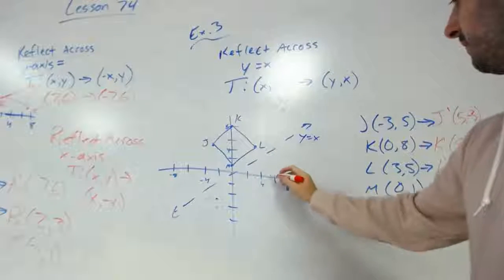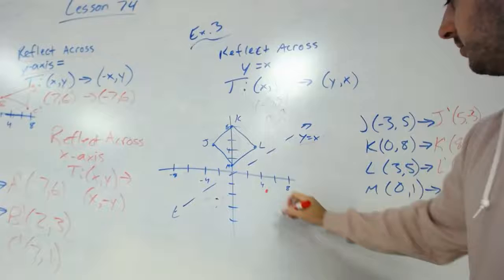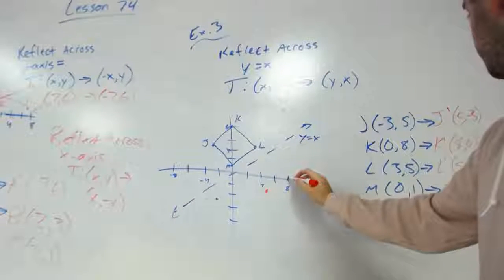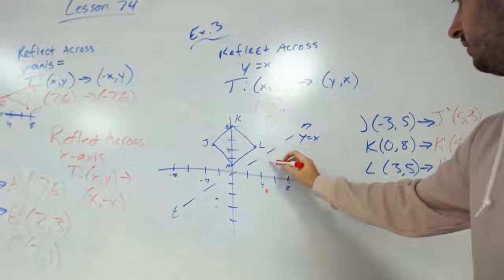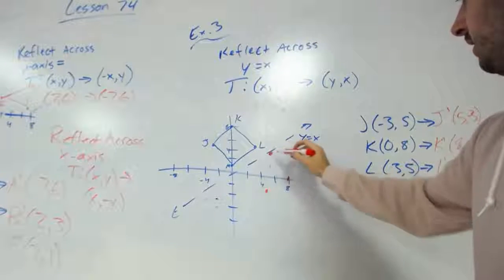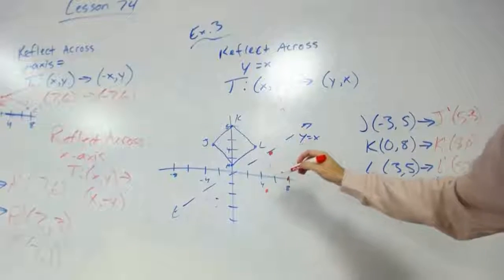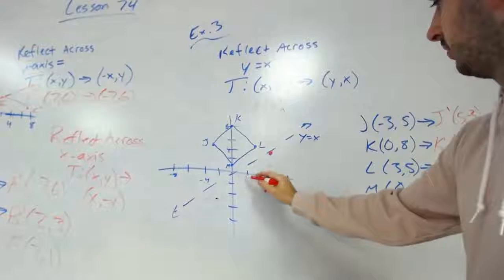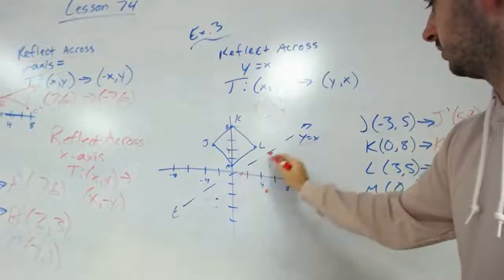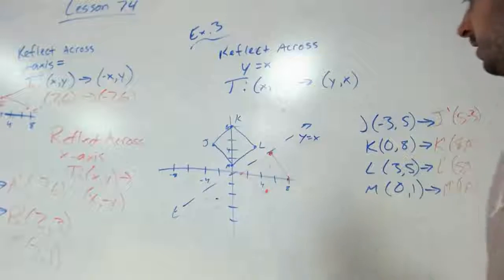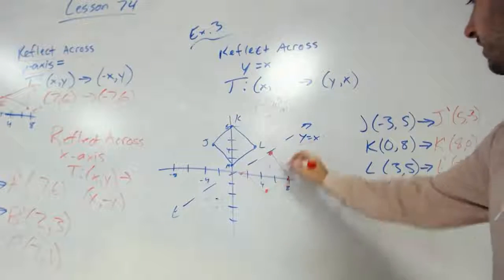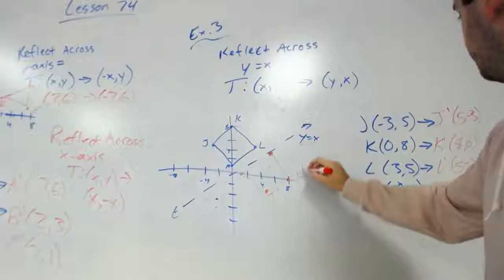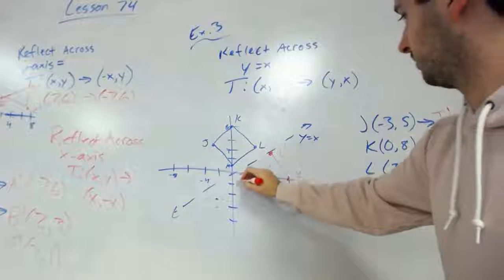And then I'll go ahead and show it to you. Once again, these are increments of 2. There's J, K, 8, 0, L, 5, 3. That's somewhere up there. Kind of. My y equals x line is not very good. It should be actually a little more angled. And then M is 1, 0. There's my reflected image. 5, negative 3. There's J, K, L, M.